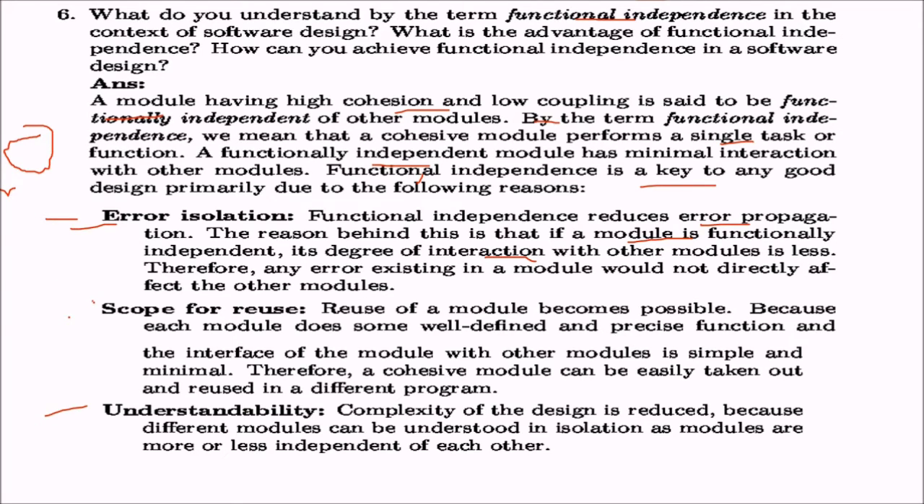Then we have scope for reuse. Why? Since a module does some well-defined and precise functions, and the interface of the module with other modules is simple and minimal, a cohesive module can be easily taken out from your program or from your software product, and it can be easily used or employed somewhere else without much change.